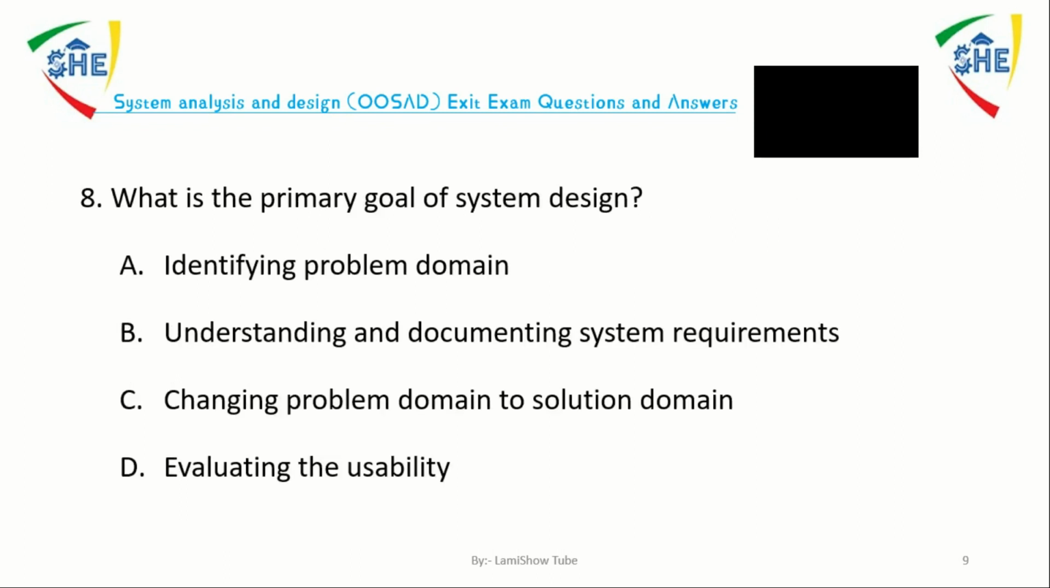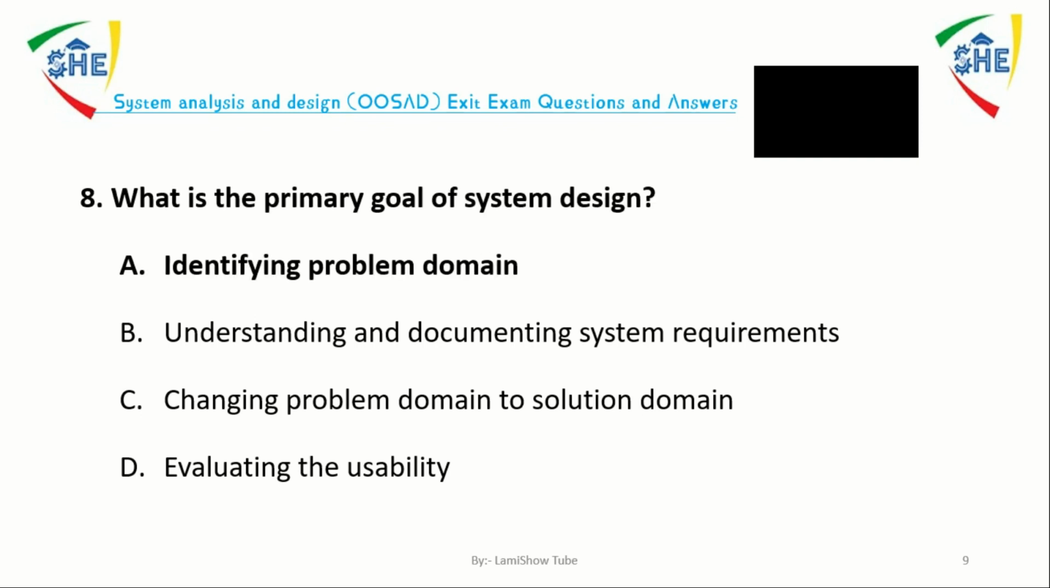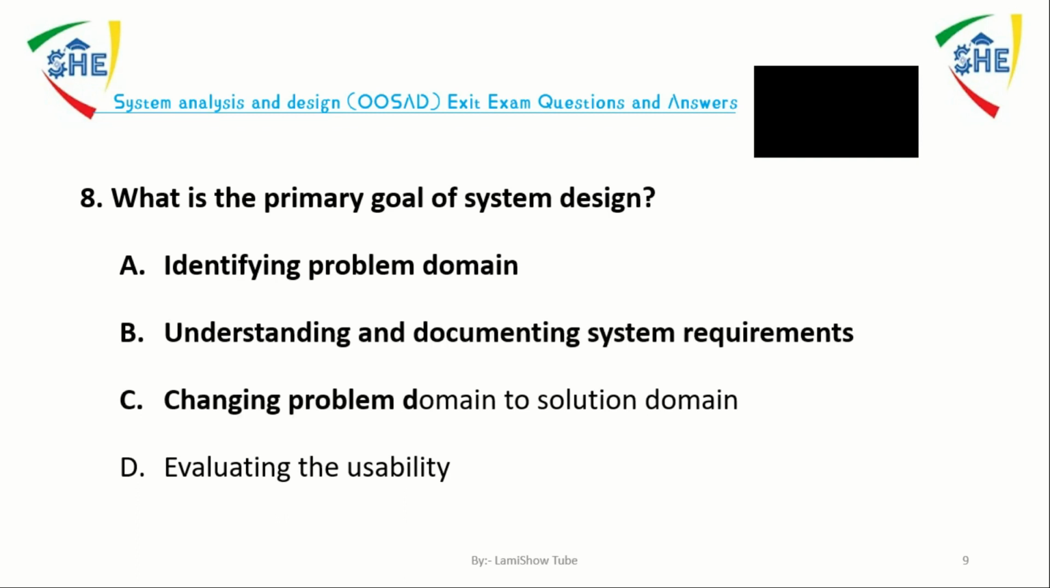Question number 8. What is the primary goal of system design? A, identifying problem domain. B, understanding and documenting system requirements. C, changing problem domain to solution domain. D, evaluating the usability.